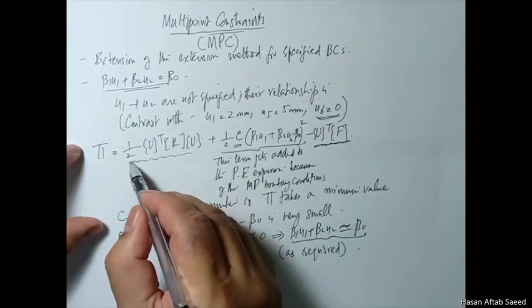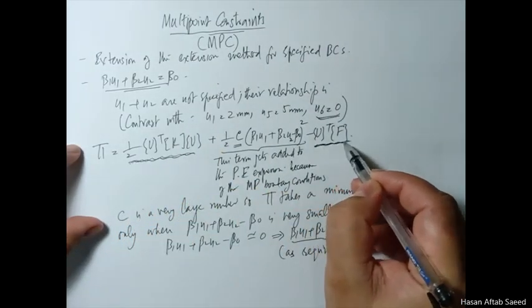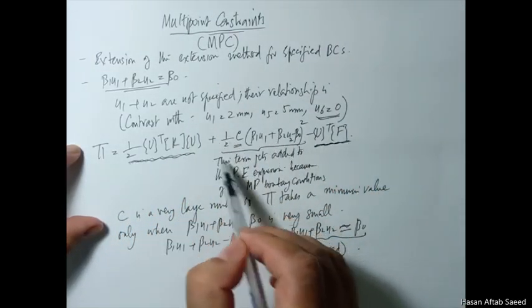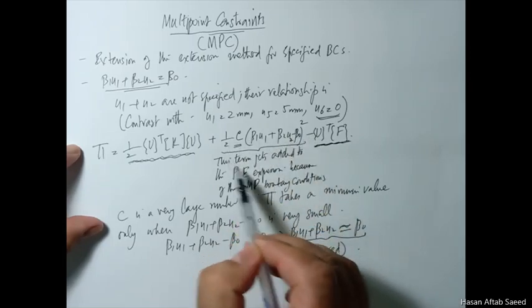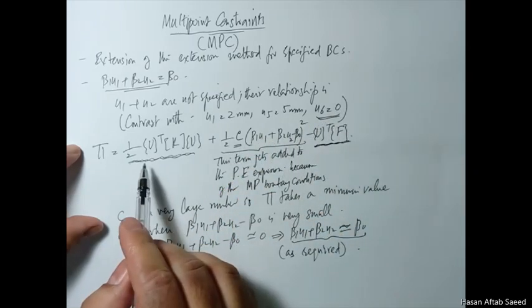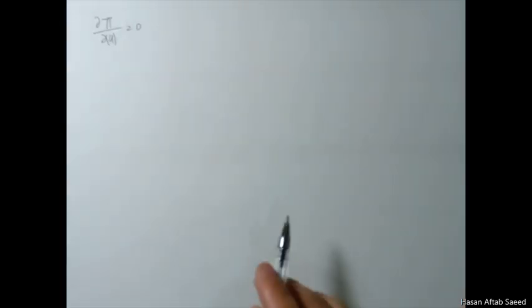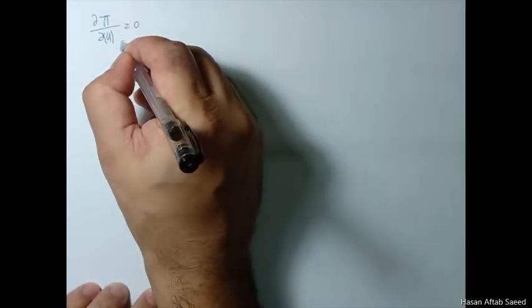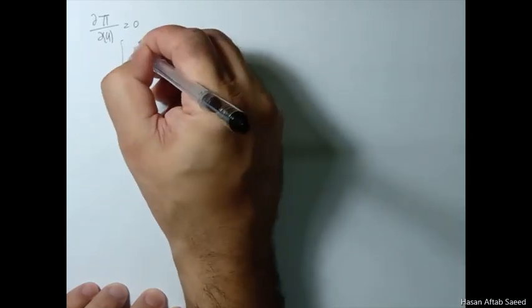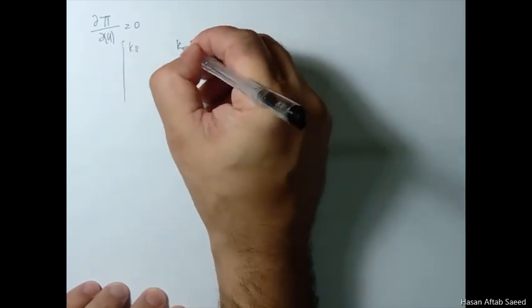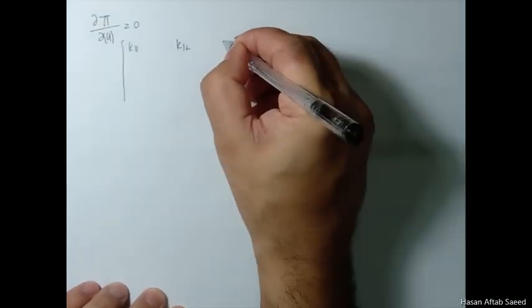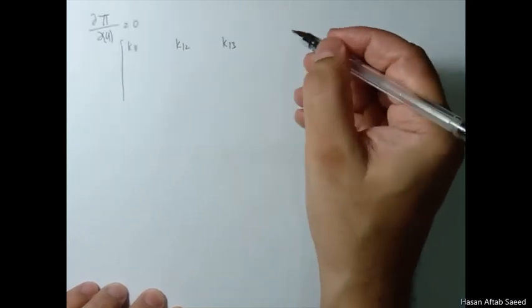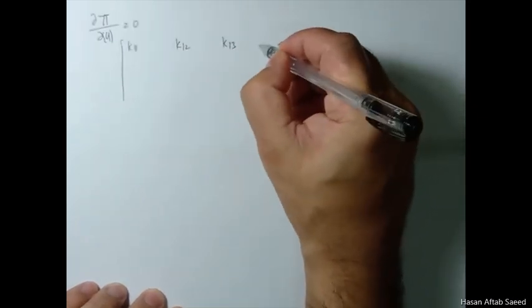Now, if we only take the first term and the third term, and for the moment neglect this term, then the minimization of this and this alone is very familiar to you. So there's no point spending much time on that one here. K11. This is how we achieve our FEM solutions, always by minimization.